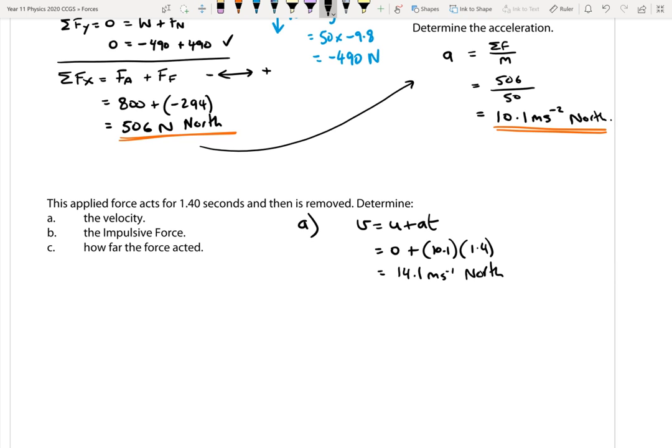Don't worry about the impulsive force. I believe it is just that. That's the force that's unbalanced. And then let's do C. How far? S equals a half AT squared. So it covered a distance of 9.90.